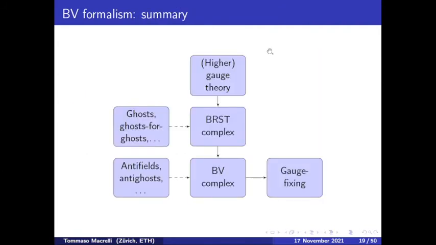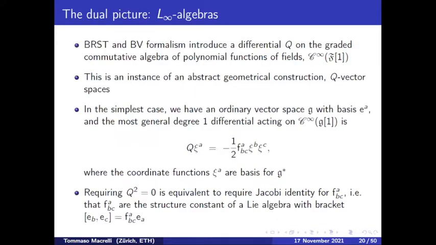So this is just a summary of what we have done. We started with a gauge theory, or a higher gauge theory, and then the BV procedure is a two-step procedure. First, we introduce the BRST complex. We parameterize gauge freedom with ghosts and eventually higher ghosts for higher gauge theory. Then we double the field content of the theory, and we are ready to gauge fix and quantize. So, as I promised, I will go to the dual picture now.